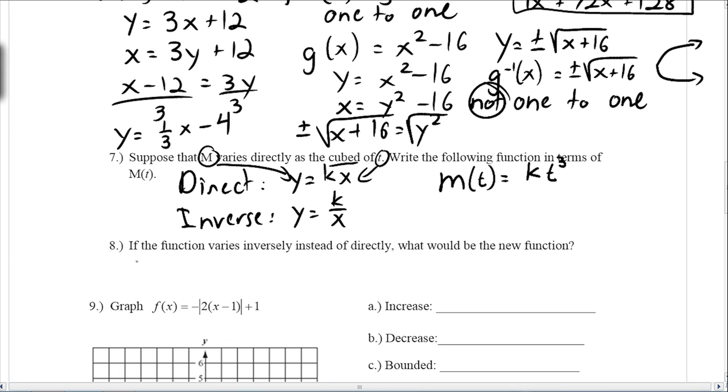Now the next one says if the function varies inversely. So I'm just going to rewrite it as m of t is going to be equal to k goes on top, and then that t to the third goes on the bottom, just like that.